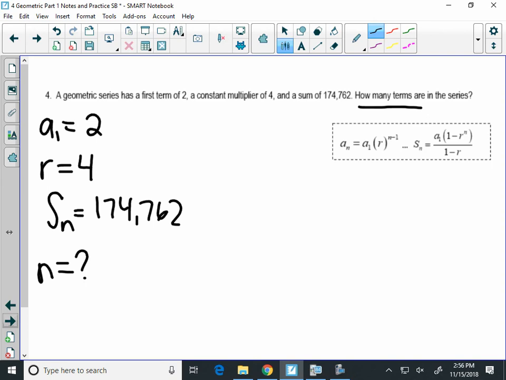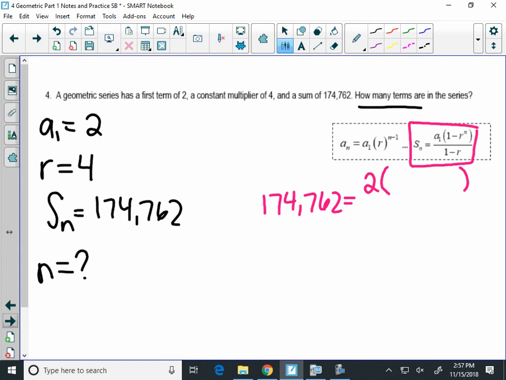Well, since they give me S sub n, let's use the series formula. Okay? So let's fill in what we know. I know S sub n is 174,762. I know A sub 1 is 2. I'm going to have 1 minus my common ratio of 4 to the n power, I don't know what n is, all over 1 minus 4.